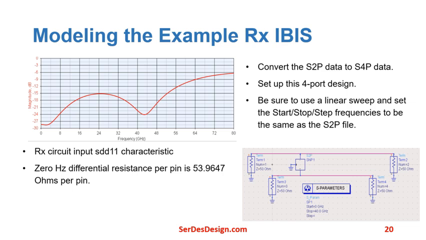Modeling the example Rx IBIS. In this example, the Rx circuit input impedance was measured as S2P data. That data shows that the Rx circuit input resistance at 0 Hz is 53.96 ohms per differential pin. That S2P data was converted to S4P data using the approach discussed earlier.